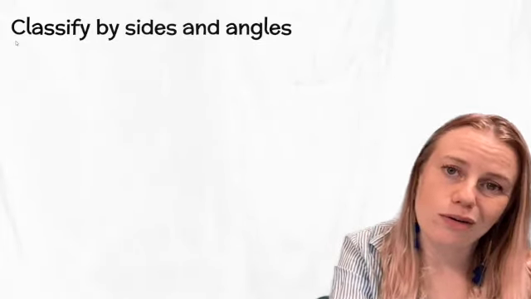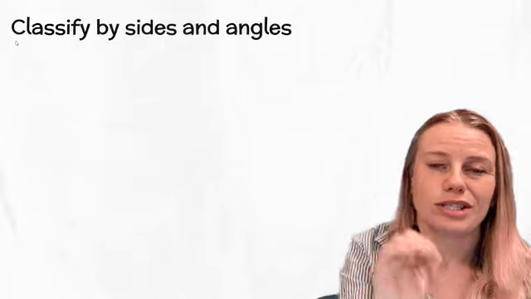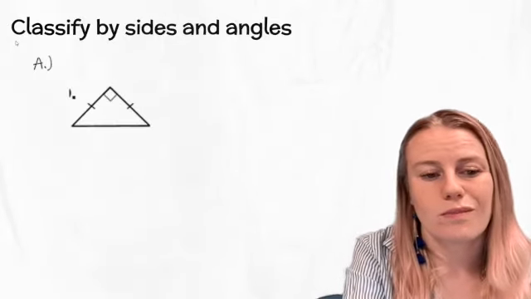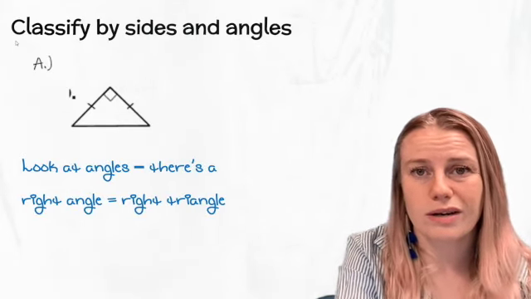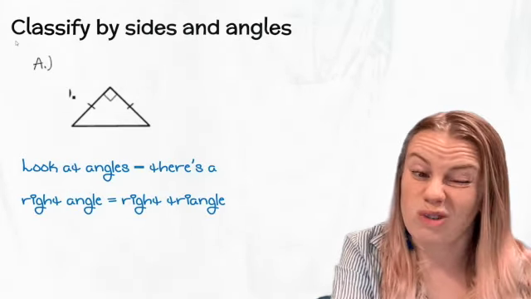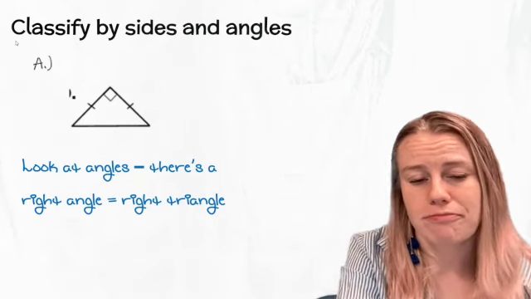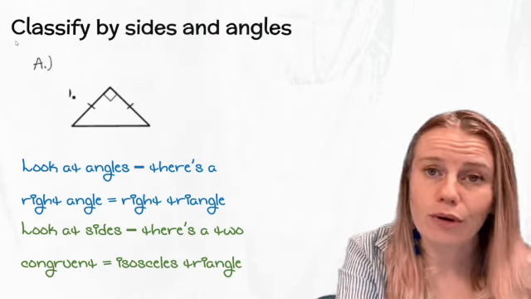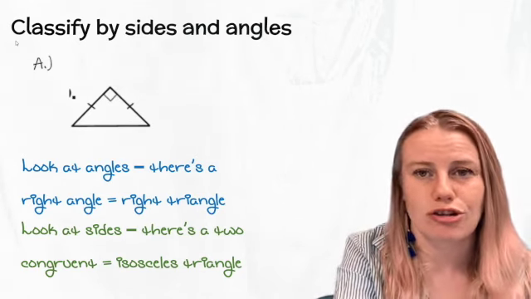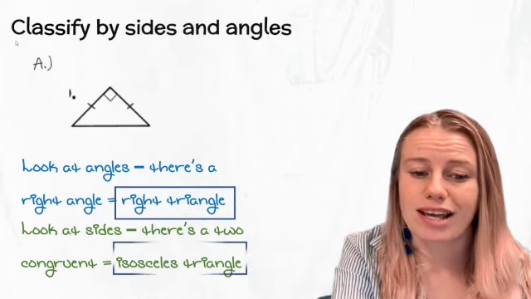All right, you might be asked to classify triangles by their sides and or their angles. So it's just looking at the triangle and determining which ones that we just named it fits. Let's look at this first one. First, we're going to look at the angles. Well, when I look at the angles, there's a right angle, so it's got to be a right triangle. And when I look at the sides, I notice that 2 sides are the same, or they're congruent, so that's our isosceles triangle. So this is a right triangle and an isosceles triangle.